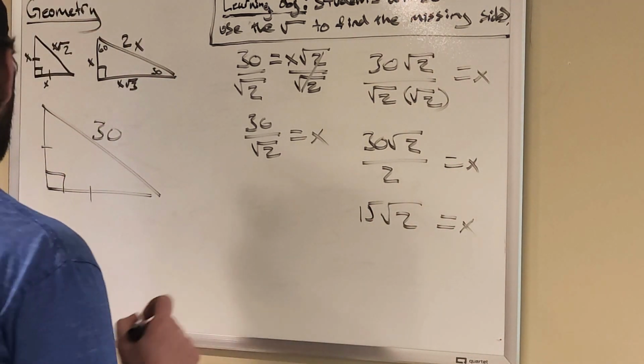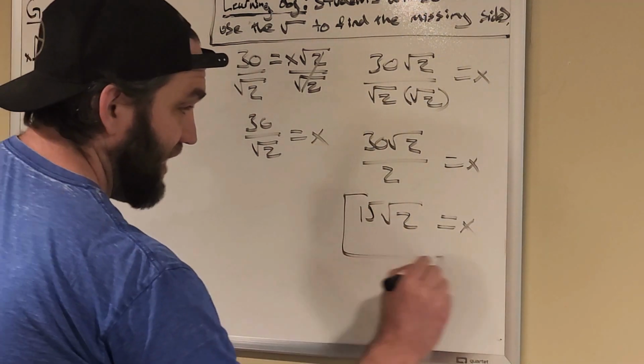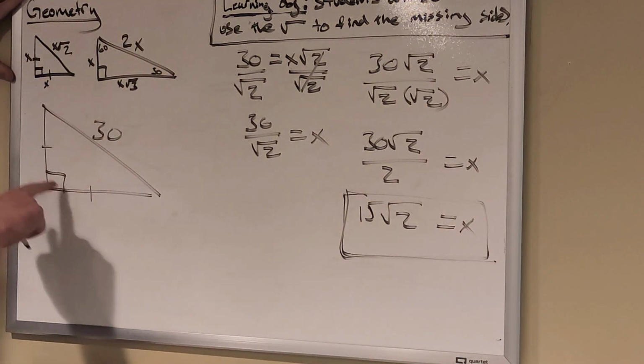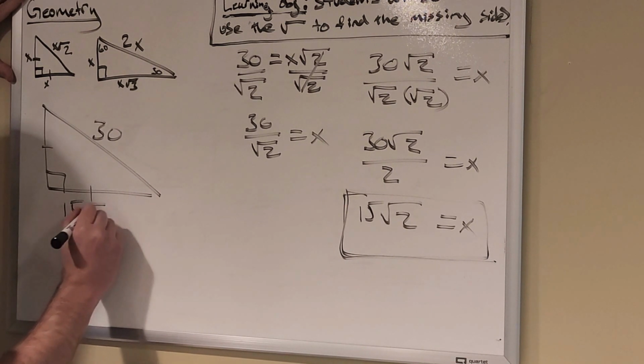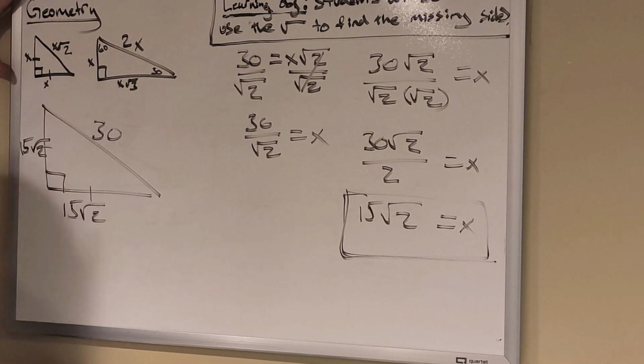And then for the 45, 45, 90 triangle, do I have to do anything else to this? I have my x value. Nope, I don't have to do anything else. I go ahead and I just plug it into those sides. 15, and that's my answer.